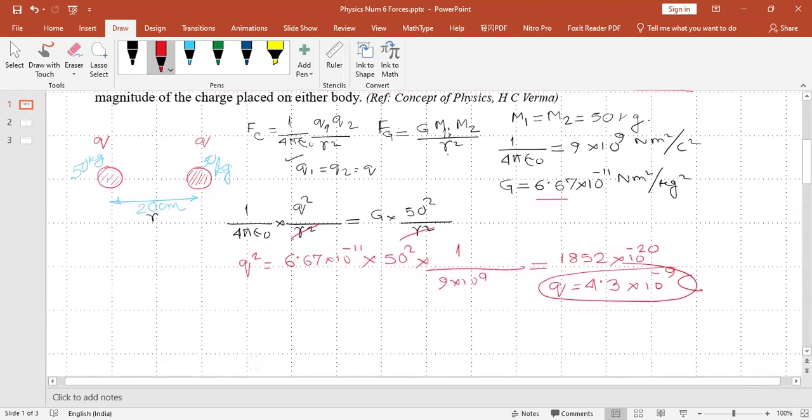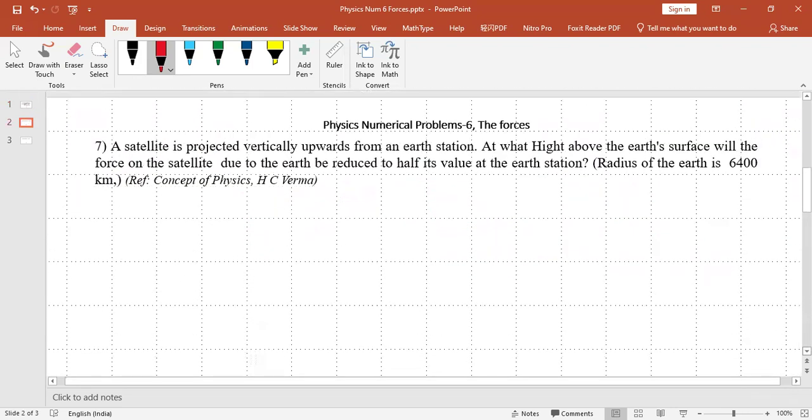The next question from the same chapter says, a satellite is projected vertically upwards from an Earth station. Let us consider this is the Earth, this is the Earth station, and the satellite is projected vertically upward.